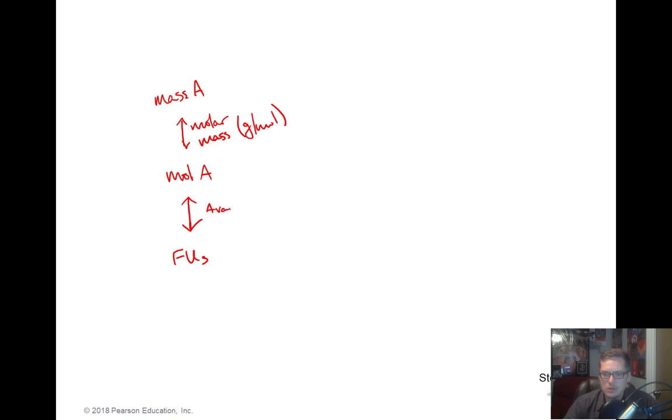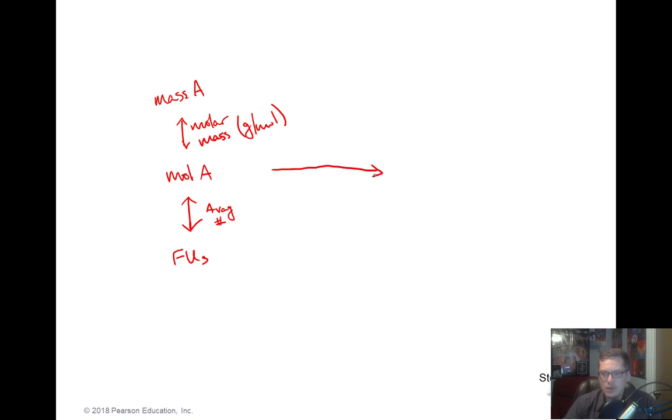All right, so let's do our roadmap here. So we started this a while ago. All right, so we've got moles of A, and we've talked about so far how to convert from moles of A to mass of A, right? And in order to do that, we use the molar mass, and it has the units of grams per mole, right? Grams per mole. And then for moles of A, we also have formula units. Remember our formula units? And so it uses Avogadro's number. Okay, 6.02 times 10 to the 23rd.